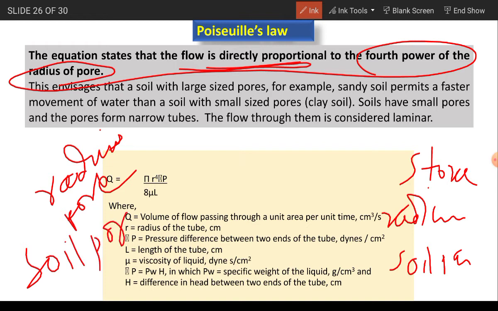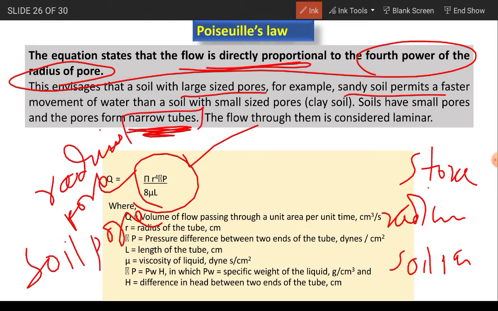Which indicates larger size pores for sandy soil permit faster movement of water than the small sized pores of clay soils. Clay soils have small pores, and the pores form narrow tubes. In narrow tubes the movement is slower.